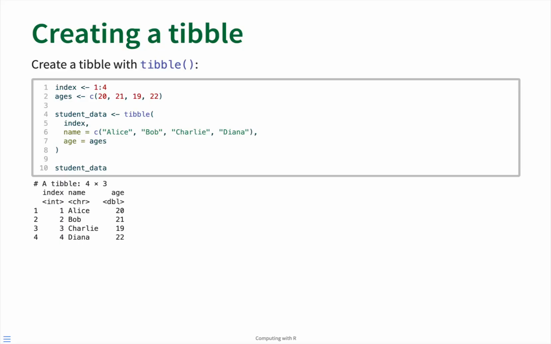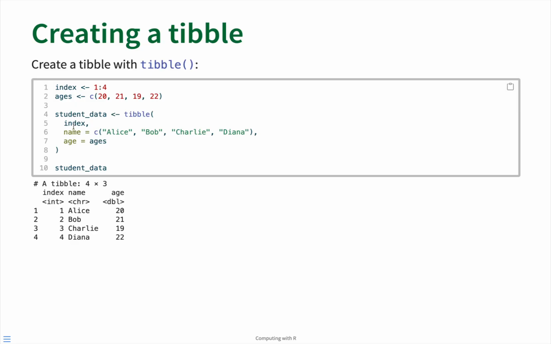The way we create a Tibble is with a function called Tibble. So we have an example here where we're creating a Tibble in this section of code on lines 4 to 8, and we're assigning it to a new variable called student data. And on the last line, we print out the Tibble stored in the student data variable, and you can see it below the code chunk here.